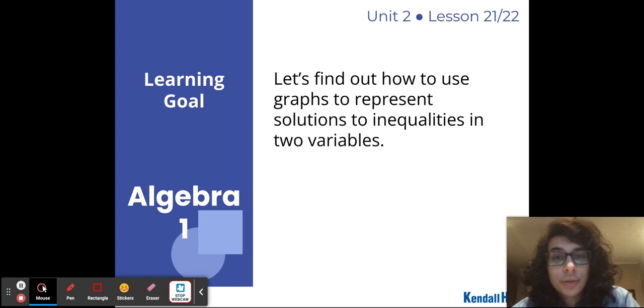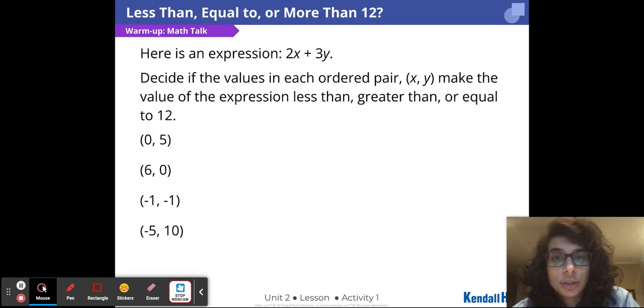So let's find out how to use graphs to represent solutions to inequalities in two variables. So here's the expression 2x plus 3y. I want you to decide if the values in each ordered pair make the value of the expression less than, greater than, or equal to 12. Remember, your value of x is your first value and your value of y is your second value.